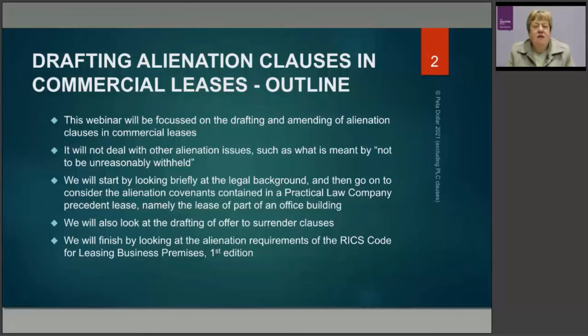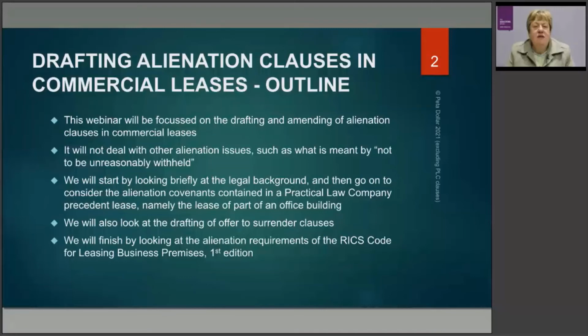I am not going to deal with other alienation issues, not because they're not important, but just because that's not what we're doing today, such as, for example, what is meant by such consent not to be unreasonably withheld, or how long the landlord has to give consent if the consent is offered, or what is a reasonable legal fee for the landlord to charge the tenant when they seek consent. I'm not going to look at any of that, because I'm entirely focusing on the actual clauses in the commercial lease.